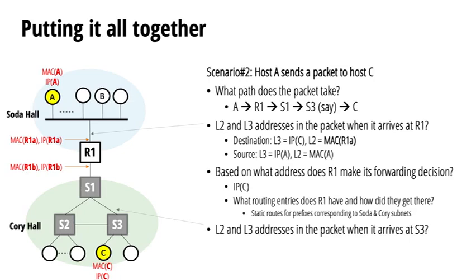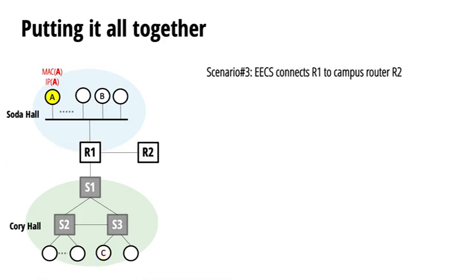Got it? What are the addresses when the packet arrives at S3? So this is a harder one now. What are the IP addresses? What's the source IP? The IP address is always easy. The source IP address is A. Destination IP? C, never changes. Source MAC address? R1B, great. Destination MAC address? C, perfect, cool. Okay, great.